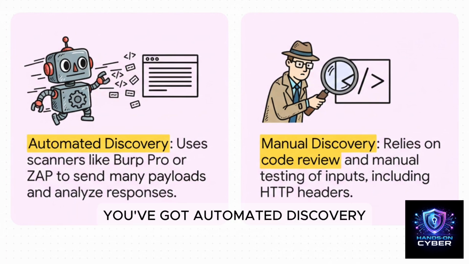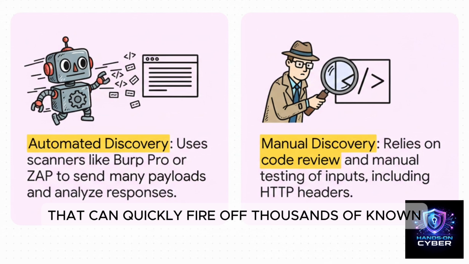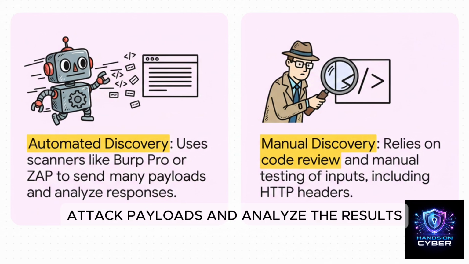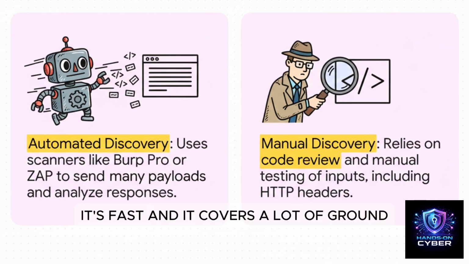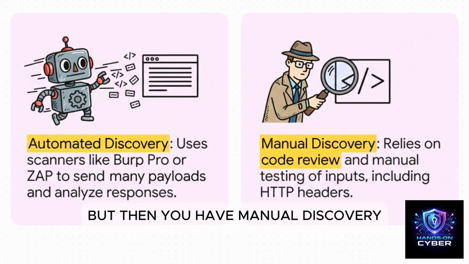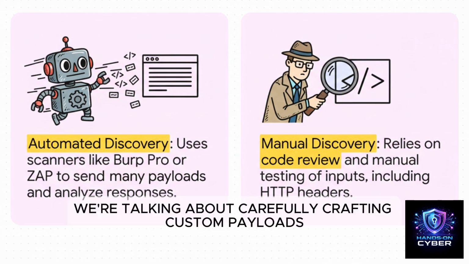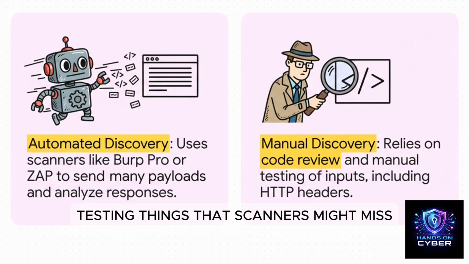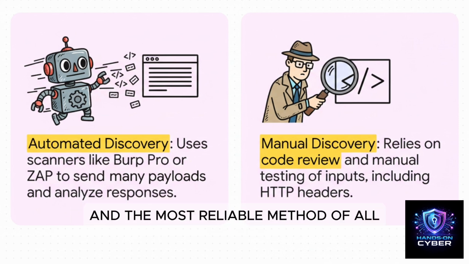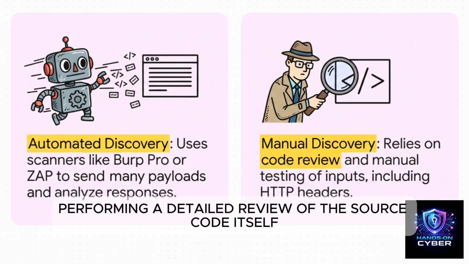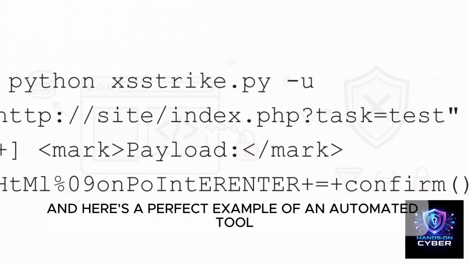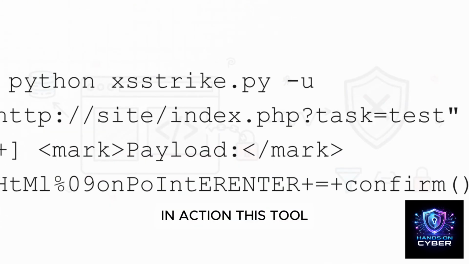You've got automated discovery, using scanners that can quickly fire off thousands of known attack payloads and analyze the results. It's fast, and it covers a lot of ground. But then you have manual discovery. This is where skill and intuition really shine. We're talking about carefully crafting custom payloads, testing things that scanners might miss, and, the most reliable method of all, performing a detailed review of the source code itself. And here's a perfect example of an automated tool in action.